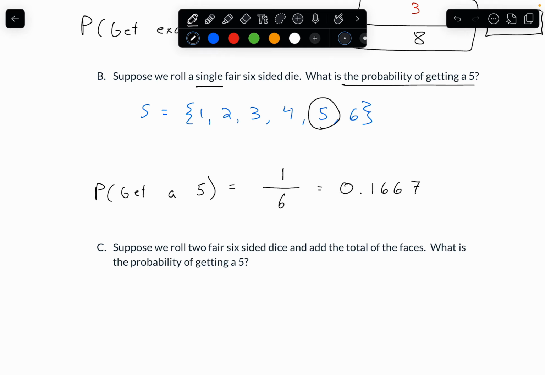Let's go and round that to 4 decimal places just to be safe. Again, either one of these is fine. It's just going to depend on what the problem's asking for. Some will ask for a simplified fraction, and some will ask for the decimal form. So that was a relatively simple experiment. We were able to just list the sample space very quickly and count the outcomes that met the event.